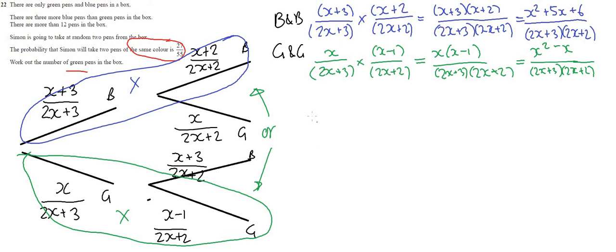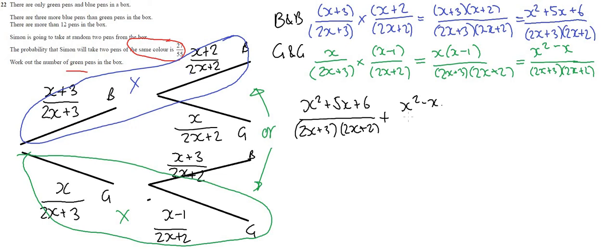Okay, so now remember, I've got the same denominator. So if I do x squared plus 5x plus 6 all over (2x plus 3)(2x plus 2), I'm adding to that x squared minus x over (2x plus 3)(2x plus 2). Well, they have the same denominator. We've got a common denominator, that's (2x plus 3)(2x plus 2). Now I'm just going to add these terms together.